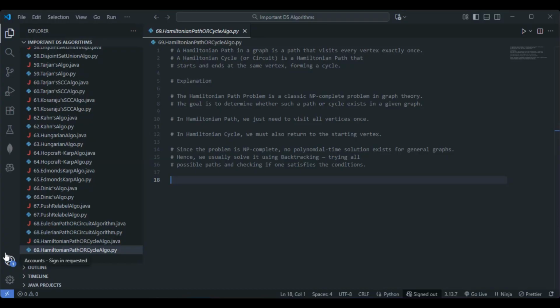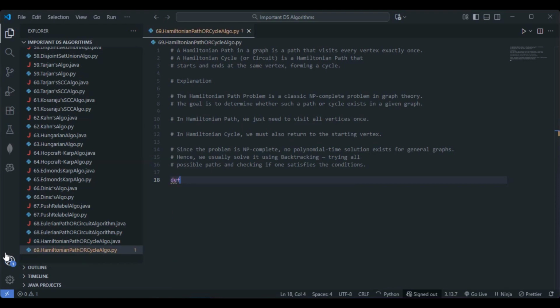Now let's start writing the code. First, let's define the function to check if the current vertex can be added or not. Nothing but we are checking whether it is valid or not, right?